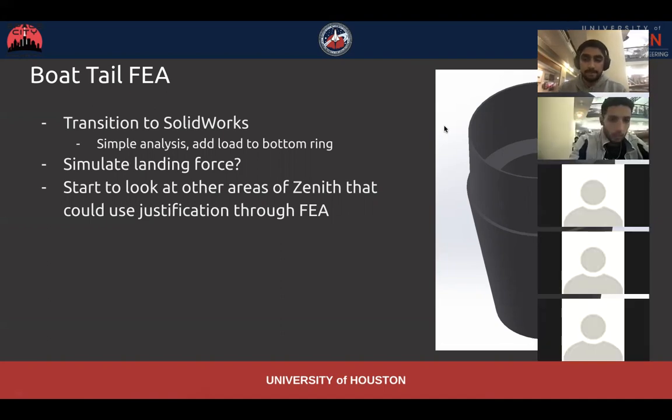Yeah, I think one of the biggest reasons we would simulate the landing force would be to see, if we were to bolt this together, whether the bolts would shear. I think that's one of the biggest things we'd look at. But to really look at that, we'd have to know how many bolts and what type of screws or bolts we want to use. Another thing is we could just look at generally how it could deform. Just like a stress analysis.